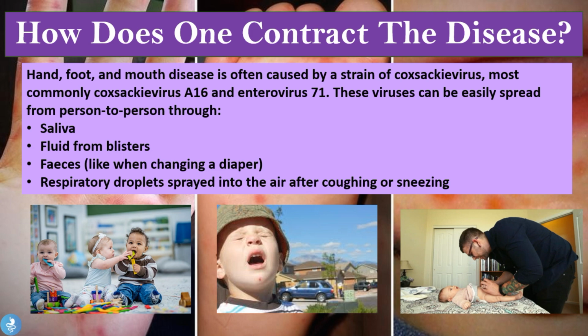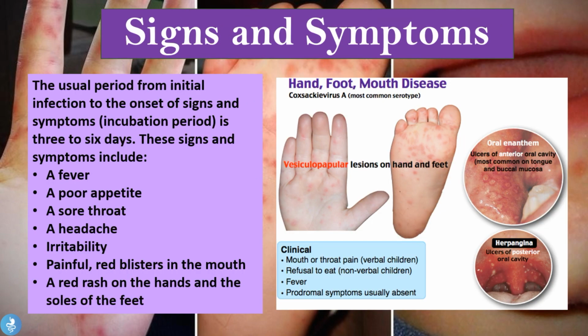So now that we know how one can contract the disease, let's take a closer look at some signs and symptoms of this disease. So the usual period from the initial infection to the onset of the signs and symptoms is called the incubation period, and this takes roughly 3 to 6 days. So the signs and symptoms of hand, foot, and mouth disease include a fever, a poor appetite, a sore throat, a headache, irritability, painful red blisters in the mouth, and a red rash on the hands and the soles of the feet.